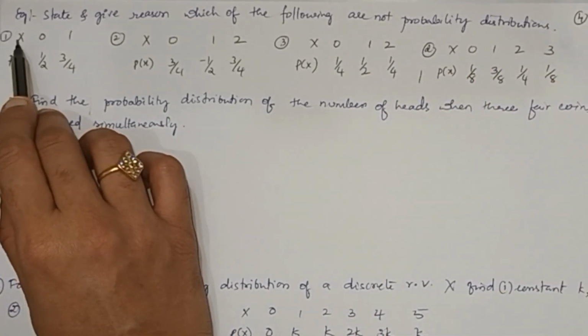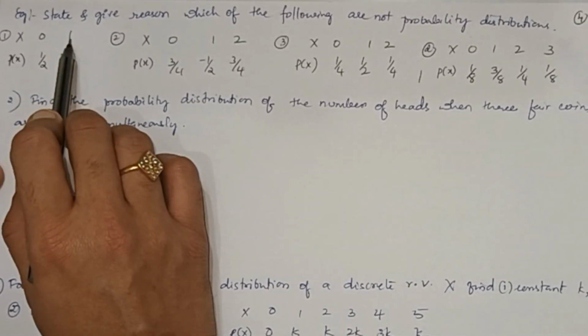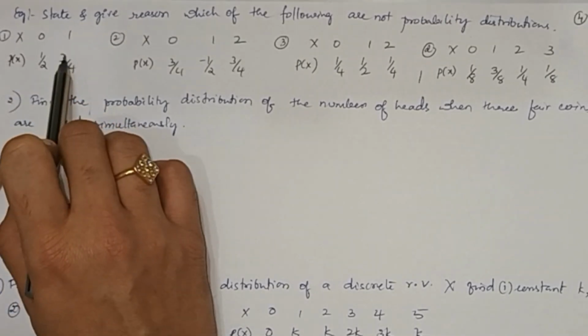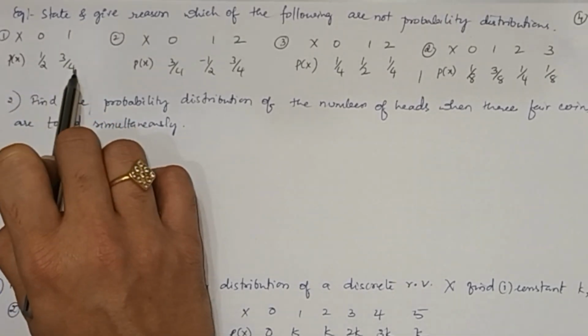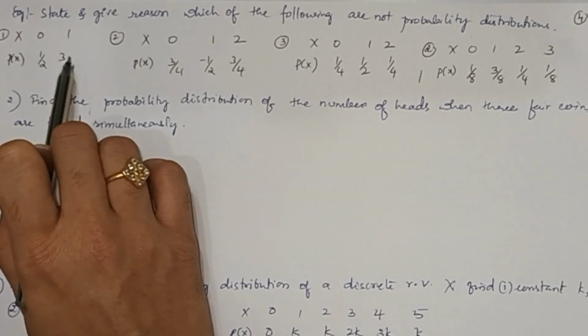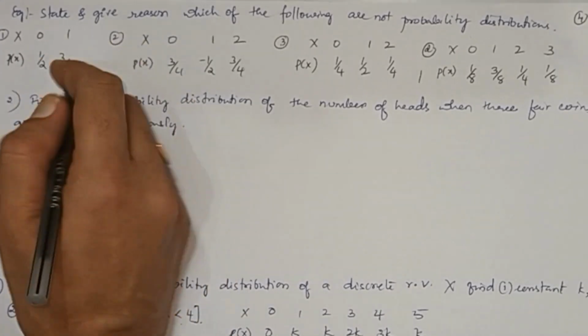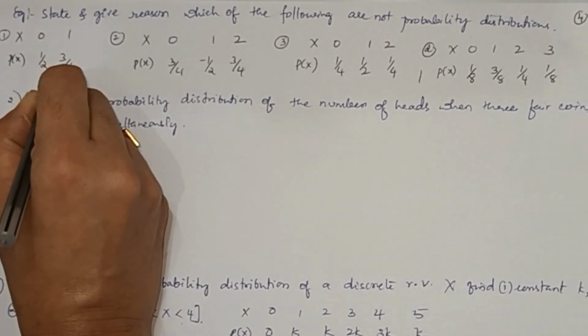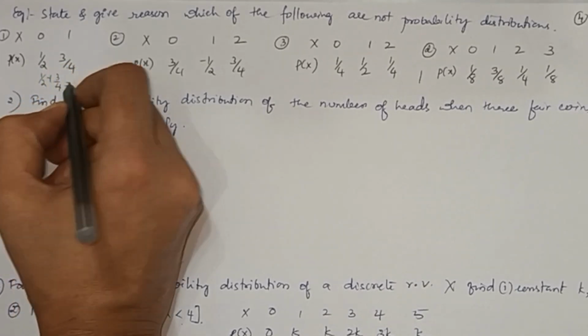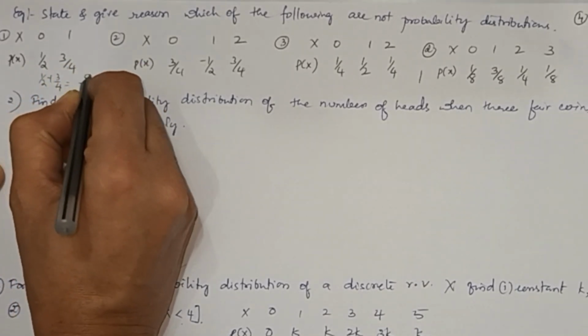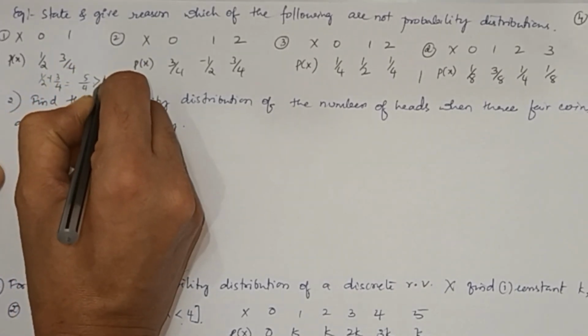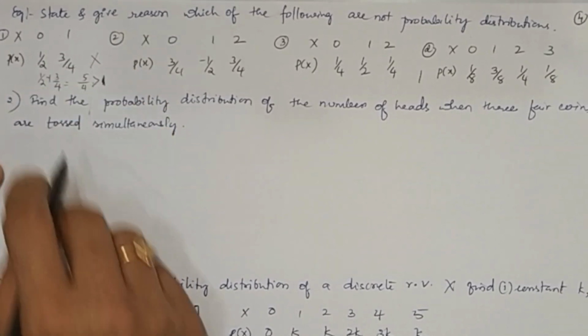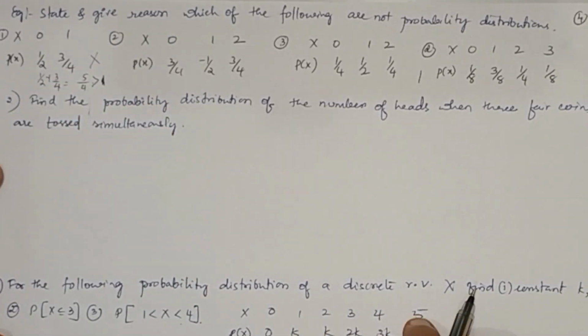X, this is the random variable which takes two values 0, 1, p of x 1 by 2 and 3 by 4. Look at each probability value. They are positive. First condition is satisfied. Second condition is sum of probabilities. This is equal to 5 by 4, that is greater than 1. So this is not a probability distribution.